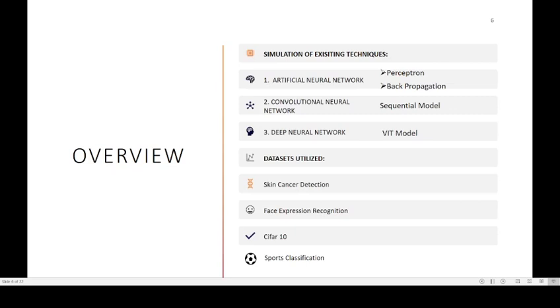In this study, we compare different machine learning models including DNNs, CNNs, and vision transformers. We have trained them on diverse datasets like facial recognition, cancer detection, CIFAR10, and sports classification using both traditional training methods and transfer learning. By analyzing the trained models, we aim to understand how well each model performs on various tasks.